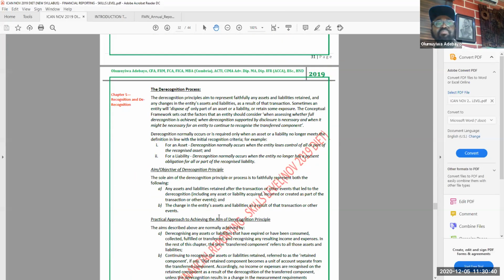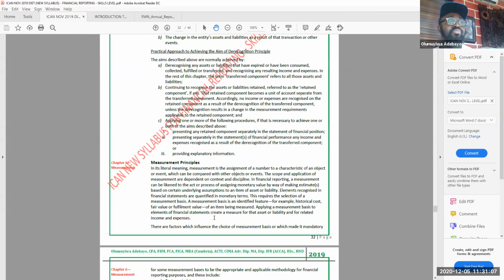And also the recognition principle, as I've said earlier: an asset, you recognize normally when you have lost control, whether in full or in parts. That's why I talk about partial recognition and full recognition. And for liability, if you no longer have a present obligation because you have been discharged, it has been cancelled, or it has expired, therefore you derecognize, whether in full or in part.